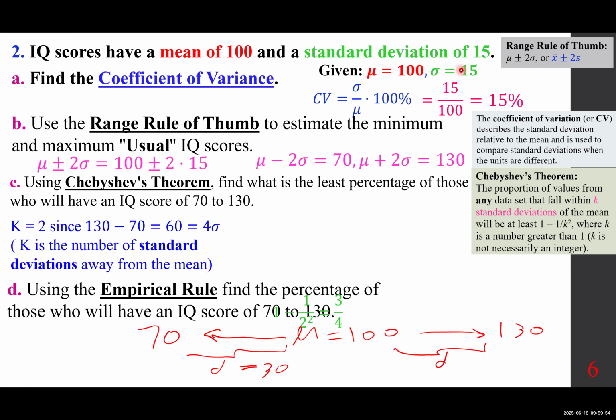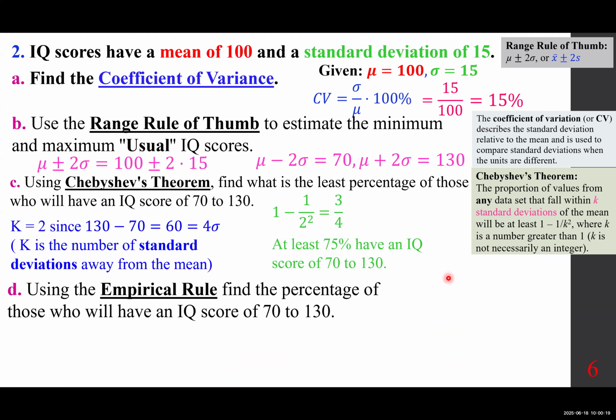So 1 minus 1 over 2 squared, this is 1 over 4. 1 minus 1 fourth is 3/4. 3/4 means 75%. So at least 75% have an IQ score of 70 to 130 according to Chebyshev's theorem. When do we use that? When we don't know anything about the shape of the data.